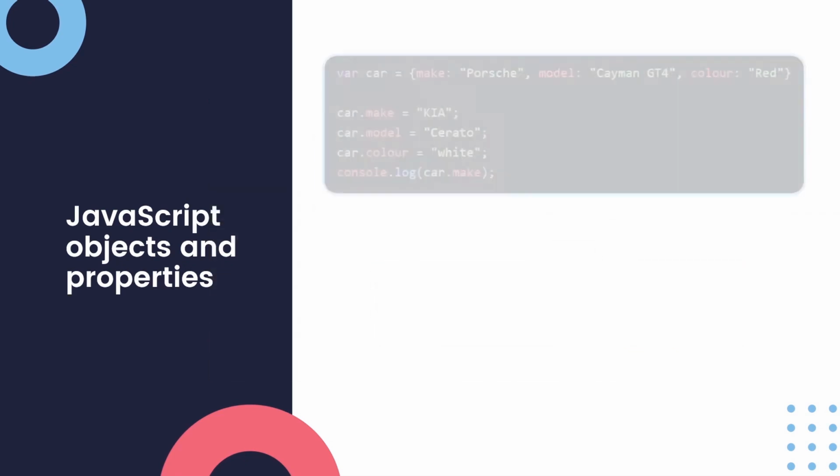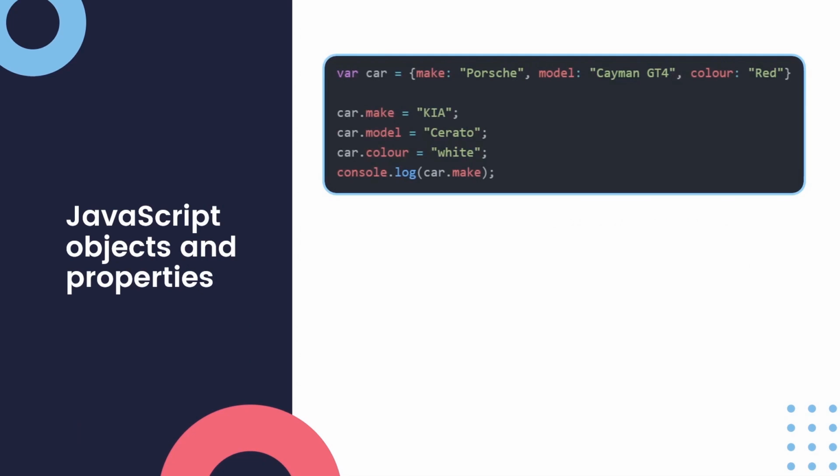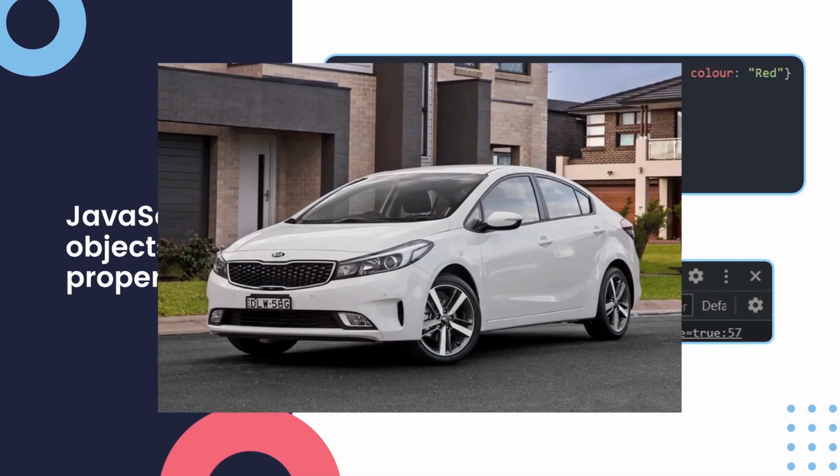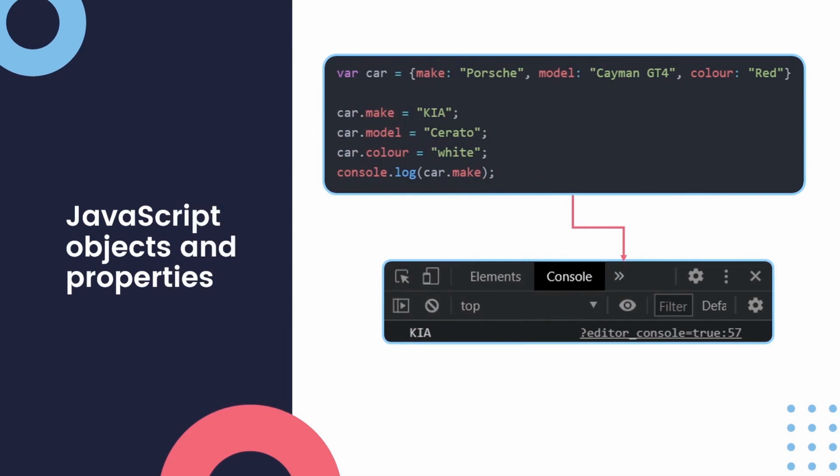Now, much like variables, we can also update the values or the properties of an object. In this instance, we have the exact same line of code where we've got the make, the model, and the color of our car. We then update those values by simply calling car.make, which is the property, and we set that equal to Kia. We set the model equal to Serato. We set the color of the car equal to white, and then we console log the make of the car. And now instead of getting Porsche, we have Kia. And for those of you interested, this is what the Serato or the Kia Serato looks like. Not as good looking as the Porsche, right?